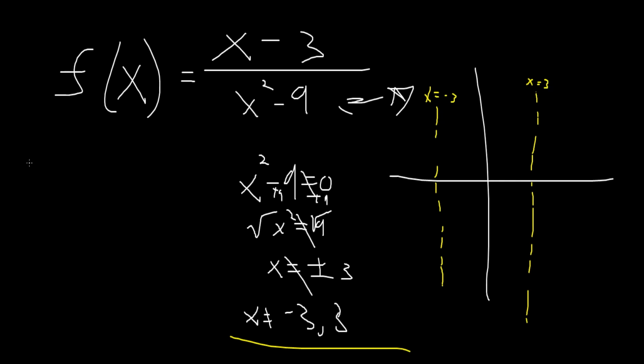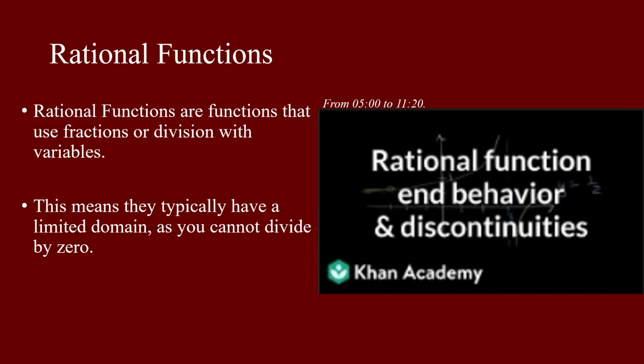This means that our domain would be negative infinity all the way to negative 3, but we wouldn't be able to use it, so we'll use parenthesis, union negative 3 to positive 3, and then union 3 to infinity. So basically, we can't use these two numbers. We can use everything except for those two numbers. So this is how we find the domain of a rational function, at least algebraically. So with that, we'll go ahead and clear the board, and then we will cut back over to the lecture.